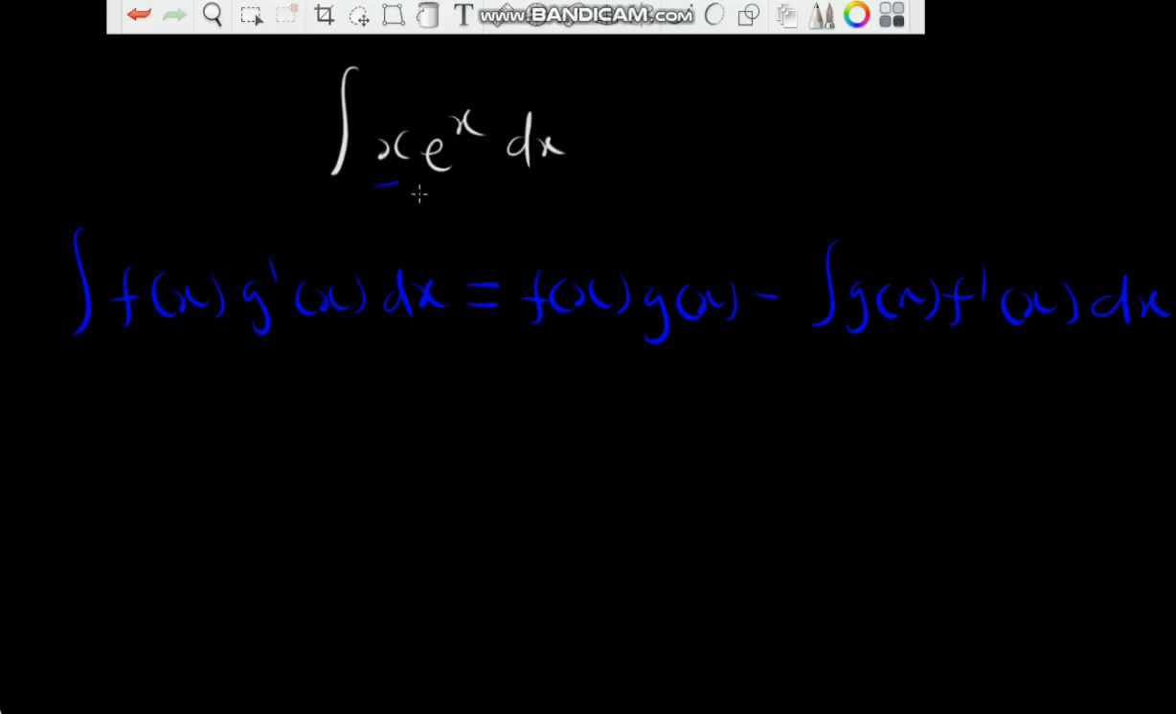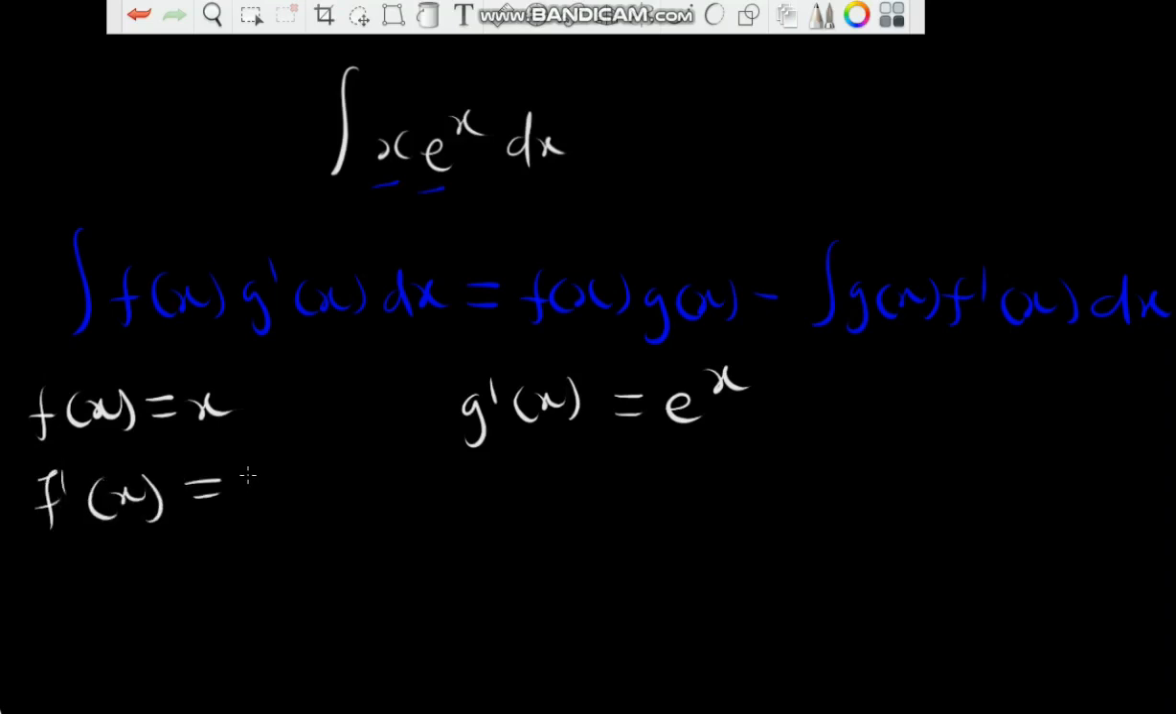This is the general formula. From the question we've been given, I'm going to represent f of x as x, so f of x equals x, and let's represent g prime of x with e to the power x. Here you can see that you have f of x already, but you don't have g of x, and we don't have f prime of x. So our main focus will be on finding f prime of x and g of x. You can find f prime of x by taking the first derivative of this function, which gives me 1.